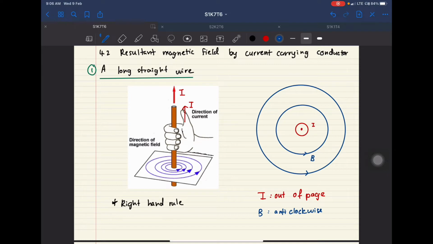And if you have current that is going into the page, you will have this one as X instead, right? So your thumb is pointing into the page, and your magnetic field will be in that direction. So that one will be clockwise direction if the current is into the page. So you really need to understand the direction of current and magnetic field using your fingers.